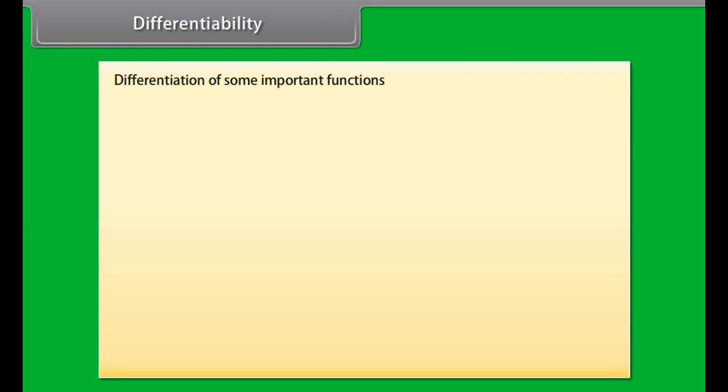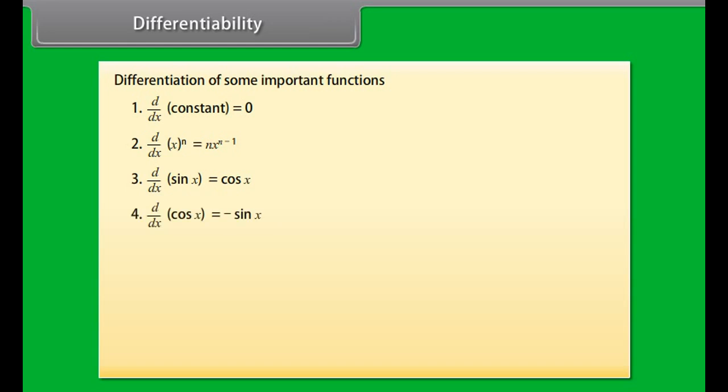Differentiation of some important functions. 1. d by dx of constant is equal to 0. 2. d by dx of x raised to power n is equal to n into x raised to power n minus 1. 3. d by dx of sin x is equal to cos x. 4. d by dx of cos x is equal to minus sin x.